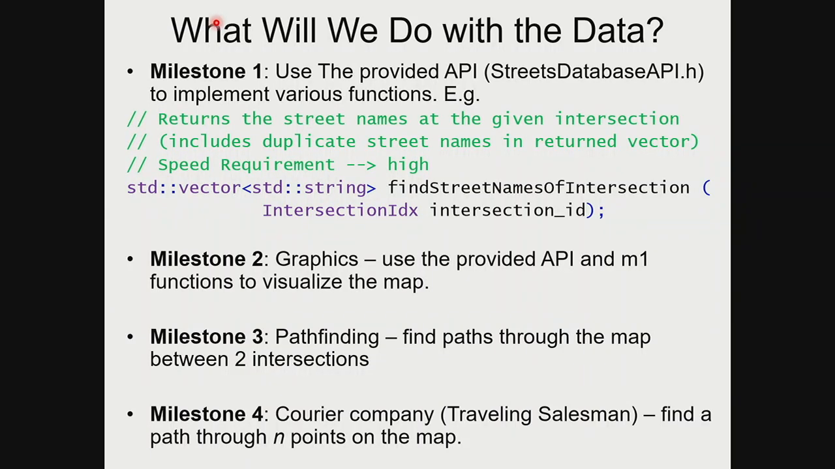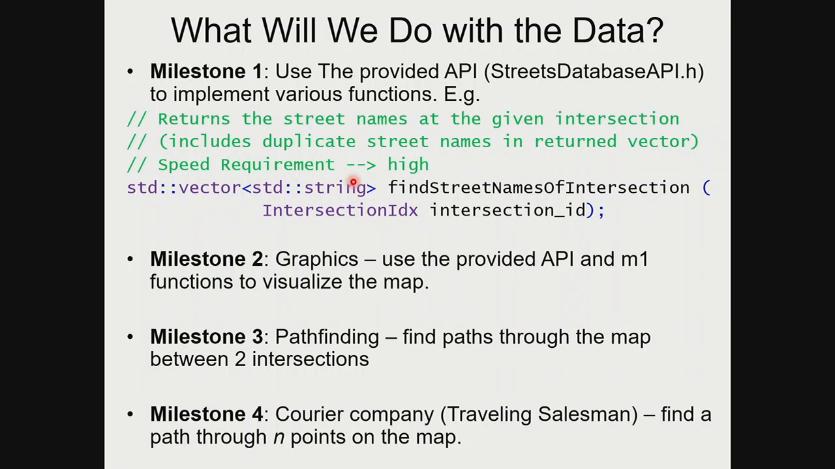And for example, the speed requirement says high. So that means that this function has to be really efficient in order to pass the performance tests. Some of these functions, or most of these functions that you will write in milestone 1 will stay with you for the rest of the semester. So don't throw away your code. That's why we use Git, because we might need to use them again for future milestones.